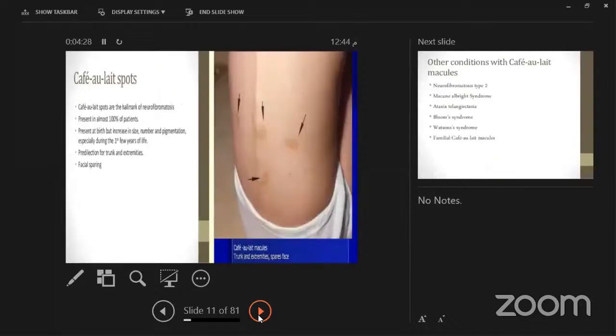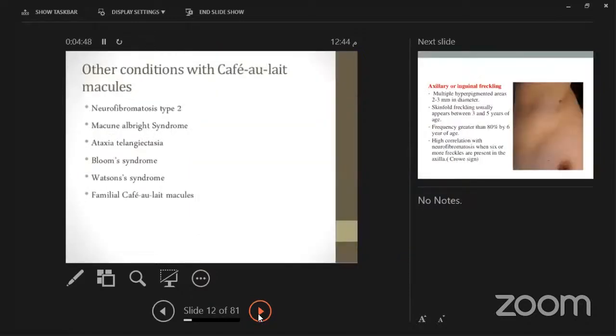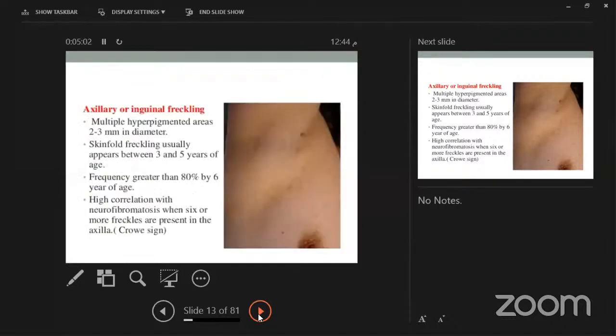This is a café-au-lait macule. As you see, it is a slightly hyperpigmented patch or macule present at birth. It is present in about 100% of patients with neurofibromatosis type 1, and it is characterized by facial sparing. Café-au-lait macules can be present in other disorders like neurofibromatosis type 2, McCune-Albright syndrome, ataxia telangiectasia, Bloom syndrome, Watson syndrome, and familial café-au-lait macules.